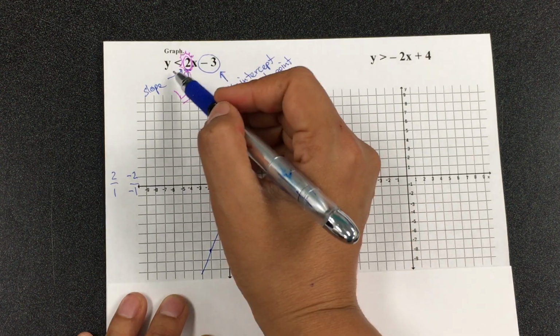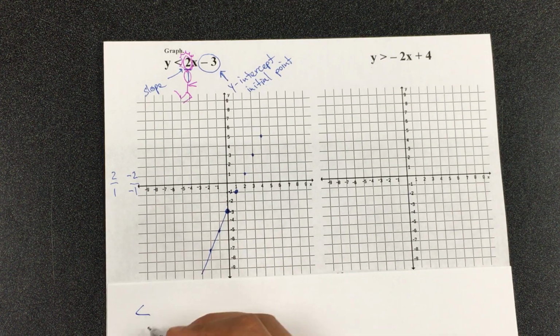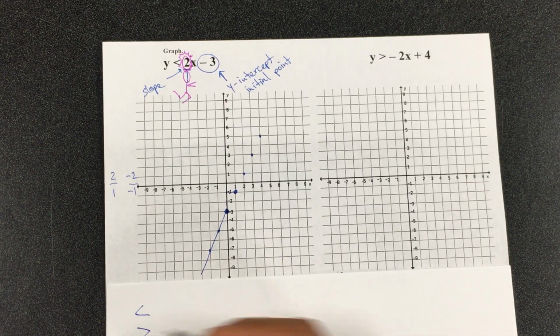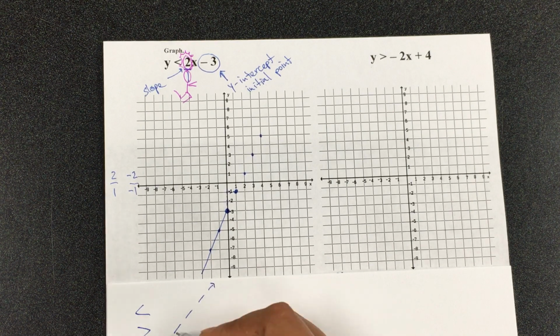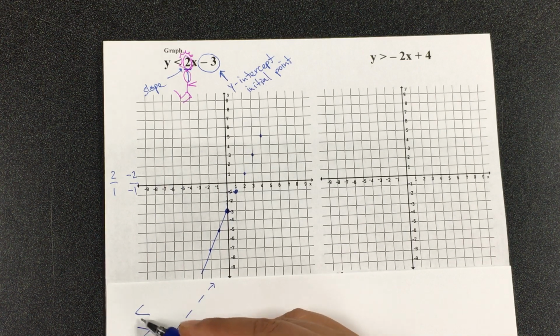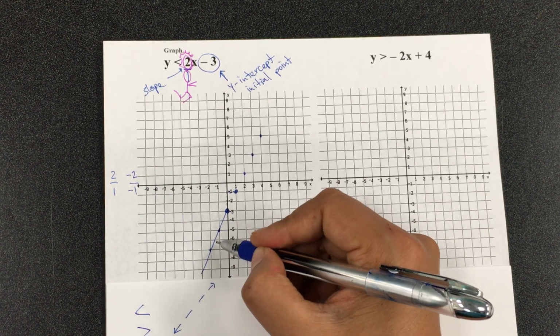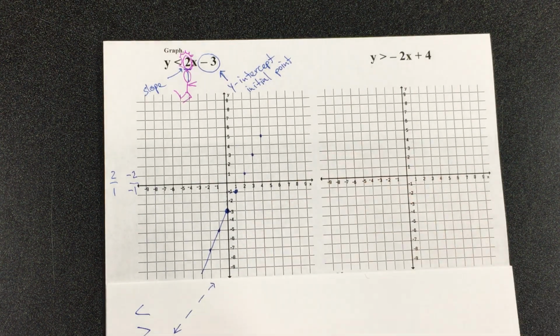I just noticed one other thing that creates confusion is that if it's less or greater, then the line should be broken. Not like I did, should be broken. Okay? What does that mean? It means that it does not include the points laying on the line.